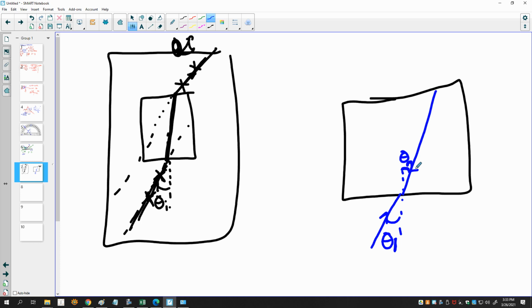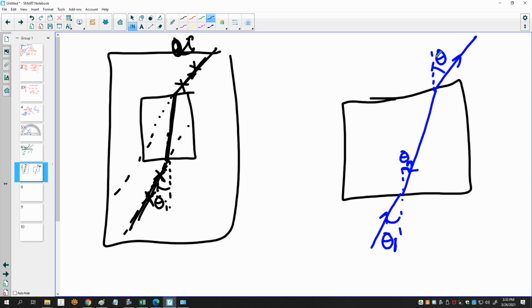So you'll measure theta 1 and theta 2, and then you also want to measure the exit angle, which is going to be this angle. That is your exit angle, which is referred to in the lab manual.